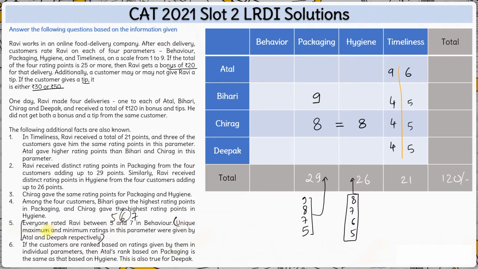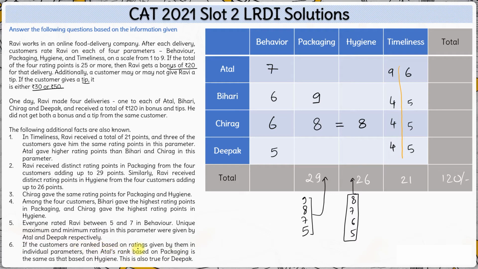Now the unique maximum rating point is given by Atal. That means Atal gives a rating of 7 in behavior, and the unique minimum is given by Deepak. So this will be 5 here. That means Bihari and Chirag will give a rating of 6 for behavior. Okay, so we are done with the 5th point. Let's look at the 6th point.